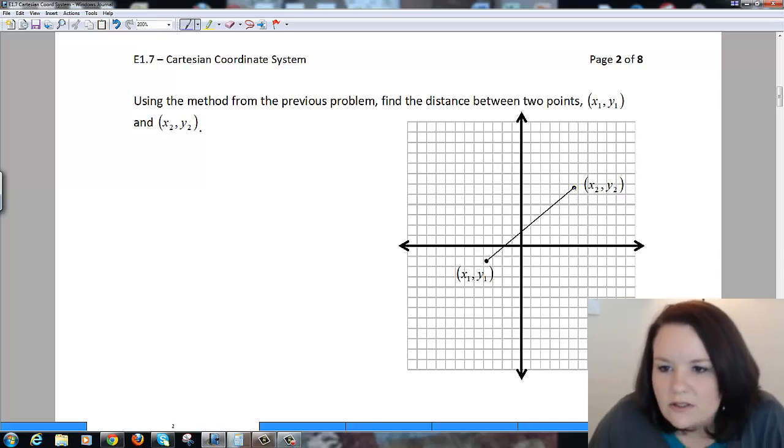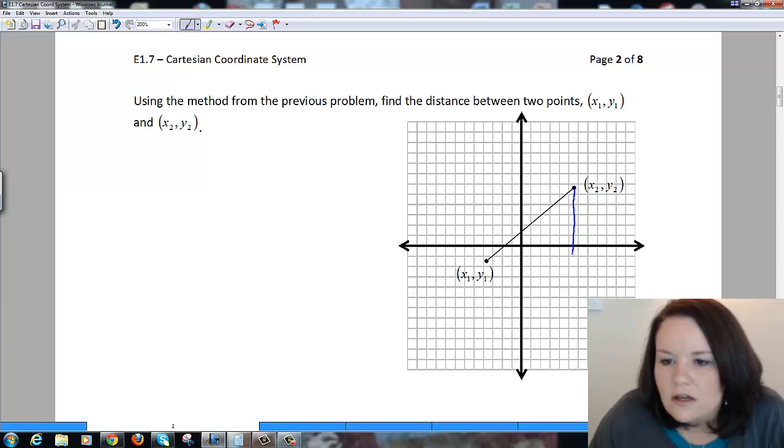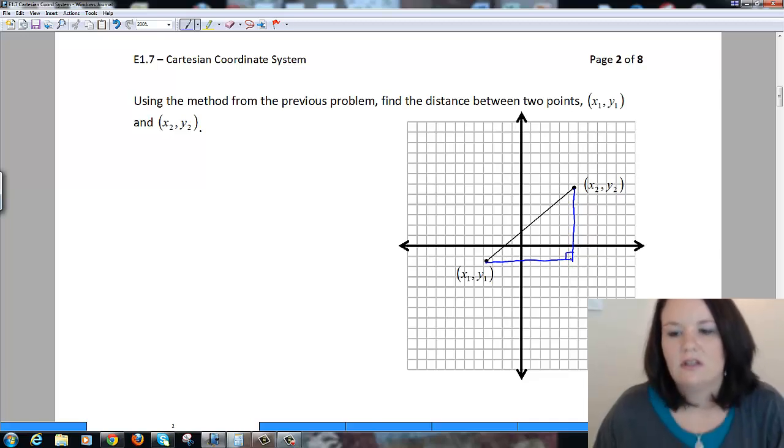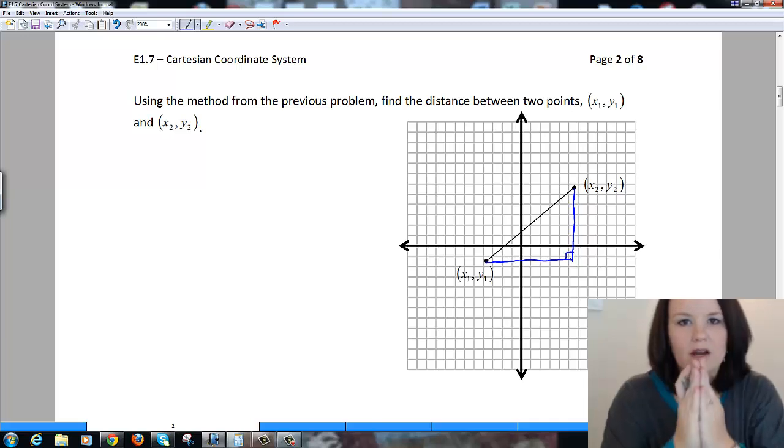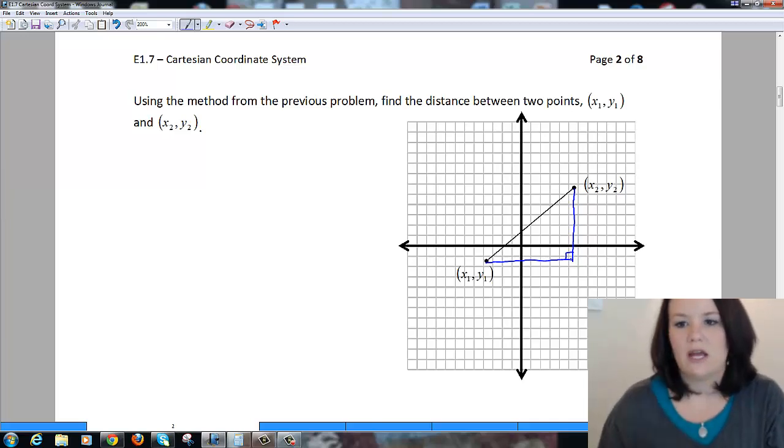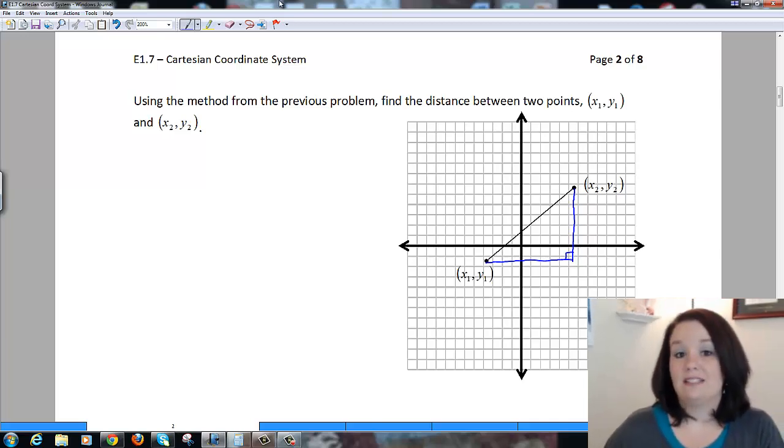Notice here my points are not very pretty. They land in between the boxes, right? So this one wouldn't be as easy. I couldn't just count how many boxes are in between because it doesn't land right on the intersection of 2 lines. But I can solve it the same way I did before.